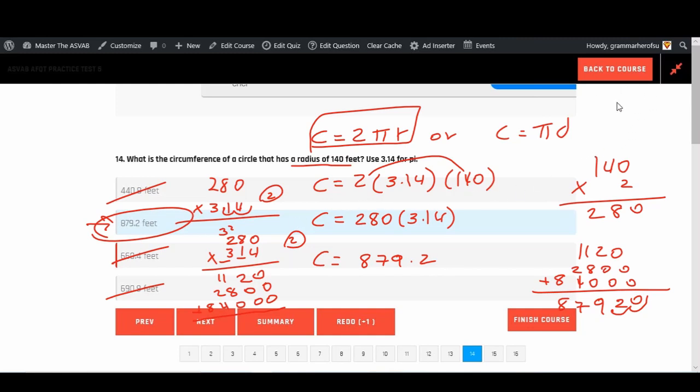Okay? So in order to do this one, you had to correctly recall the formula for circumference, and then you had to be able to do the arithmetic, notably multiplication of a 3-digit integer by a 3-digit integer with decimals, which can get very sloppy, to solve this one.